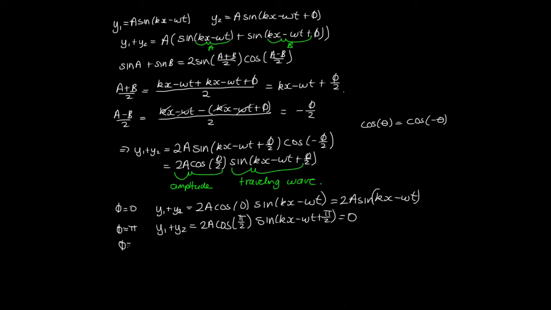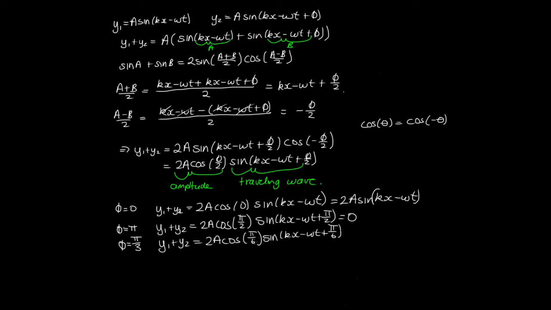Let's consider what happens when phi is equal to pi on 3. In this case, we've got y1 plus y2, which is equal to 2a cos, now it's pi on 3 divided by 2, so that's pi on 6. Well, this is 30 degrees when that was 60 degrees. And this is sine kx minus omega t plus pi on 6.